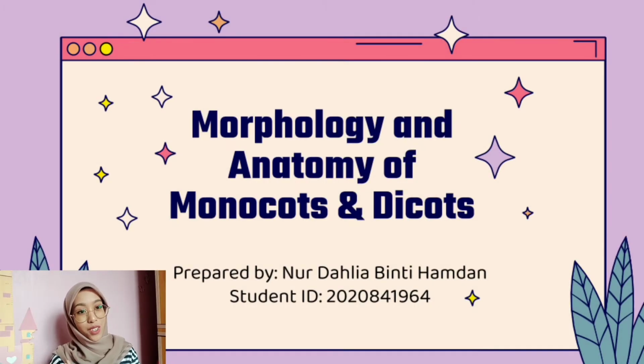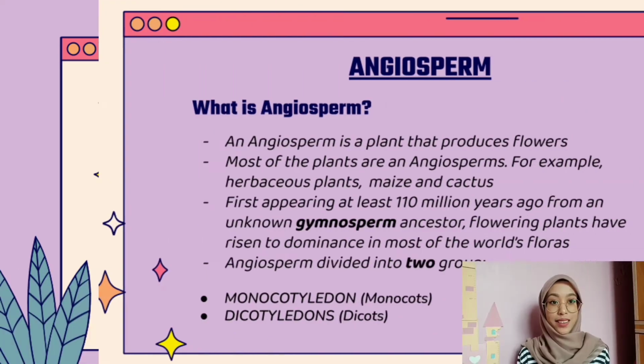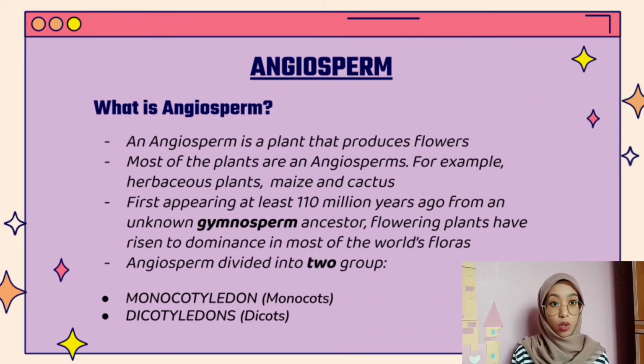In my second video, I'm going to talk about morphology and anatomy of monocots and dicots. So let's keep watching till the end. Before we get to know what monocots and dicots are, you must know one thing first, which is angiosperm. So what is angiosperm? Angiosperm is a plant that produces flowers.